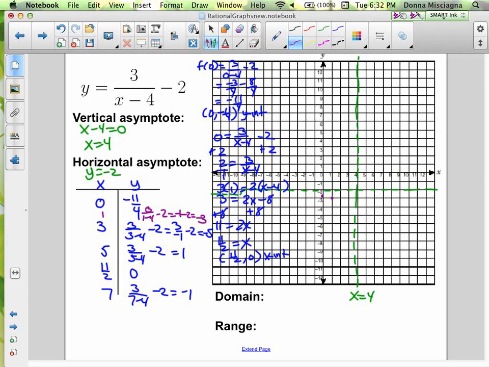And then I plugged in 3, and I got negative 5. So this is what the left-hand side of the graph looks like. Right-hand side, we got 5, 1, 11 halves, 0, so that's 5 1/2, and 7, negative 1. So there is the right-hand side of the graph.